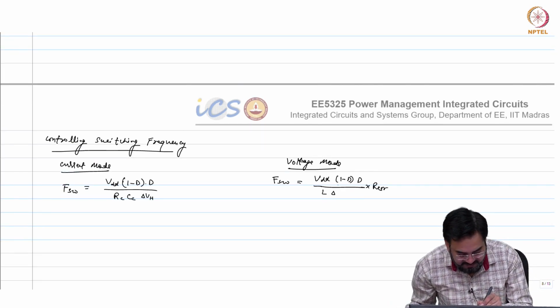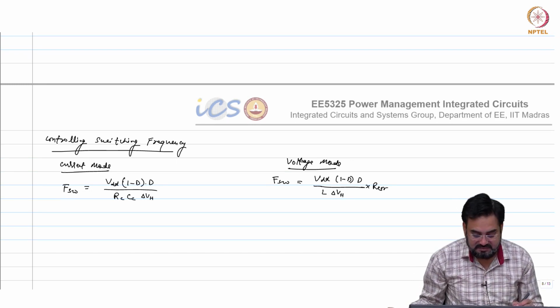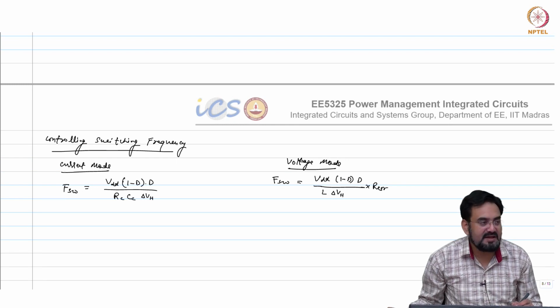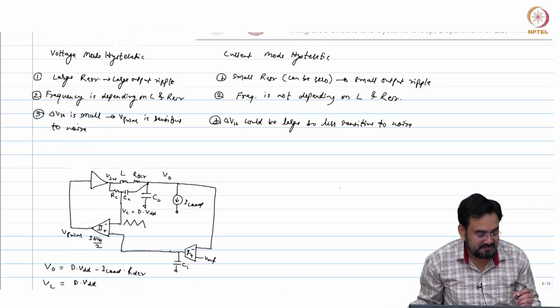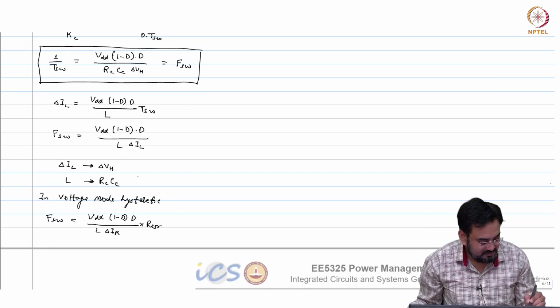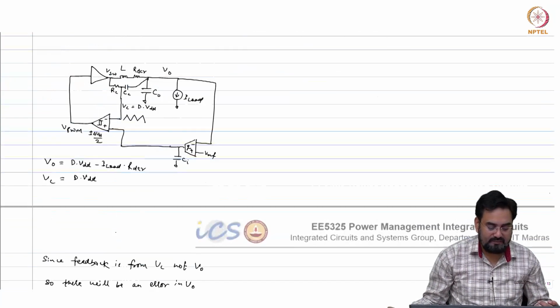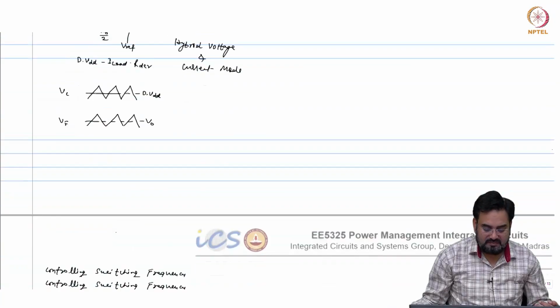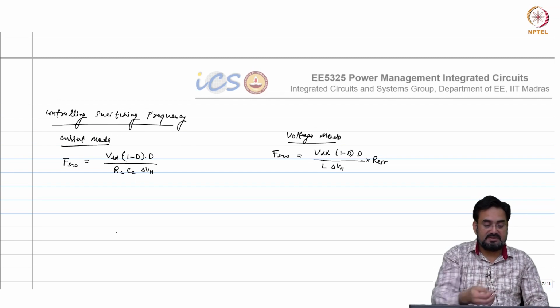So I think this was delta VH, correct? Delta VH by RESR was the delta L. So let me fix that also. Okay. Tell me what are the different ways to control the frequency in two cases?